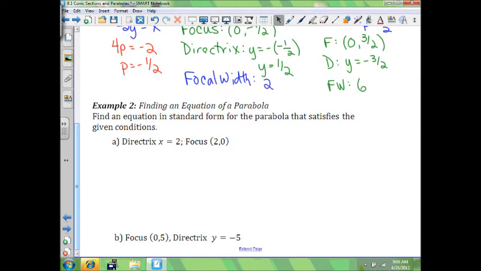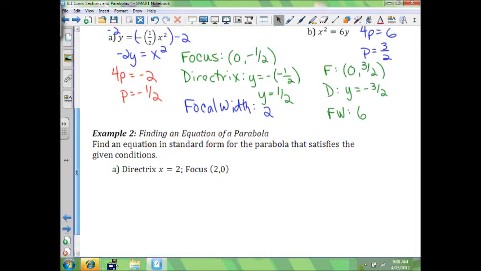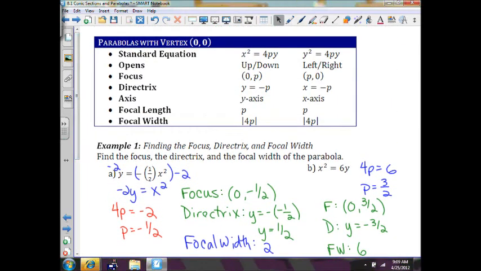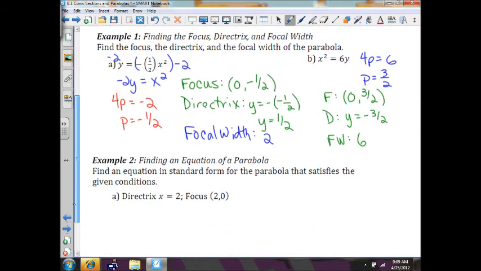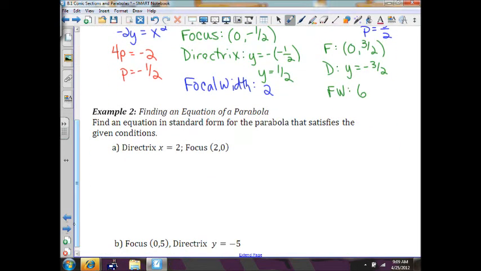Now in example 2, we're going to be creating an equation in standard form for the parabola that satisfies the given conditions. So here's what we're going to have. Our directrix is x equals 2. Our focus is (2, 0). Because it's x, we're going to use the right-hand side of our column here. So that means my p-value will be 2.